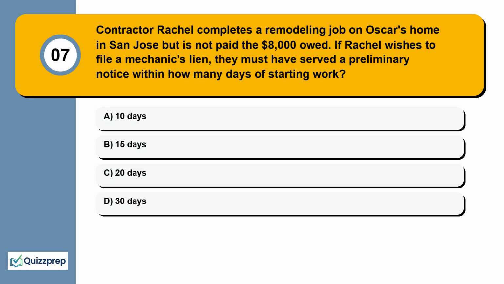Question 7. Contractor Rachel completes a remodeling job on Oscar's home in San Jose but is not paid the $8,000 owed. If Rachel wishes to file a mechanic's lien, they must have served a preliminary notice within how many days of starting work? 10 days, 15 days, 20 days, 30 days.